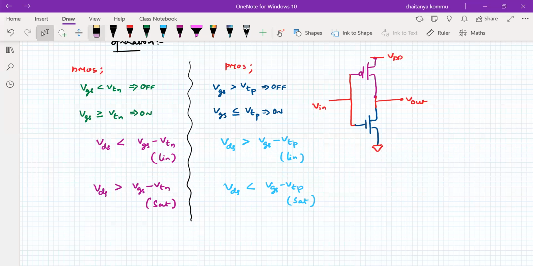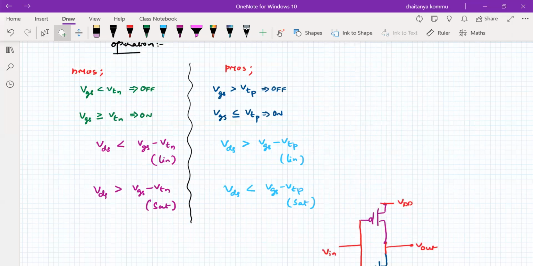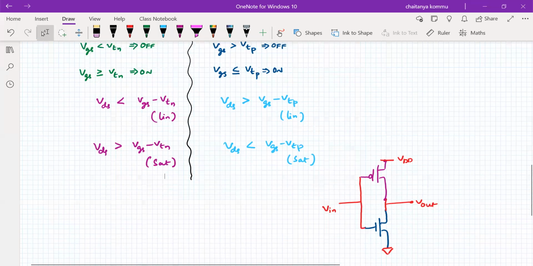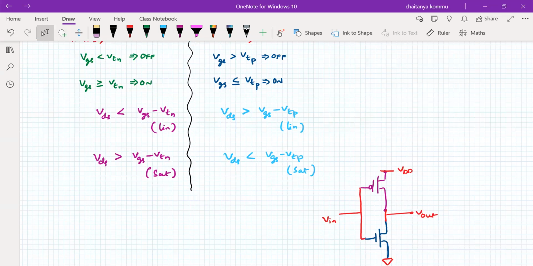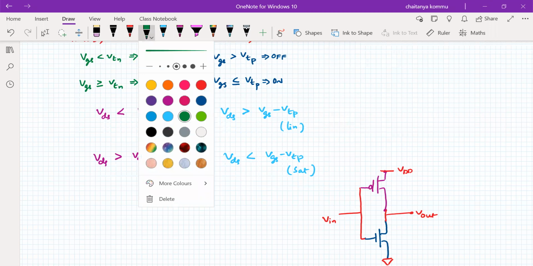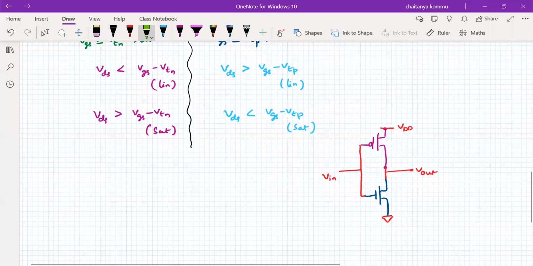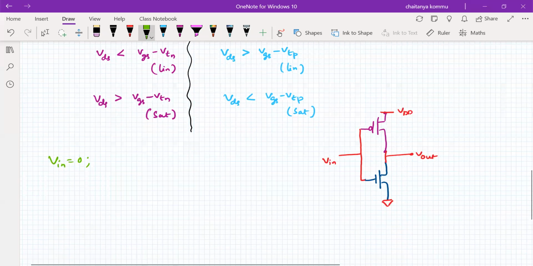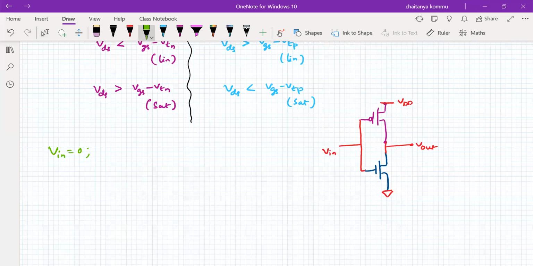Now let us apply the same kind of situation to this one also. So let us understand the operation of the transistor. It's easy now then. So I'm going to consider this color. Let us consider when the input VIN value is equal to 0, or logic 0, what will happen to this structure?